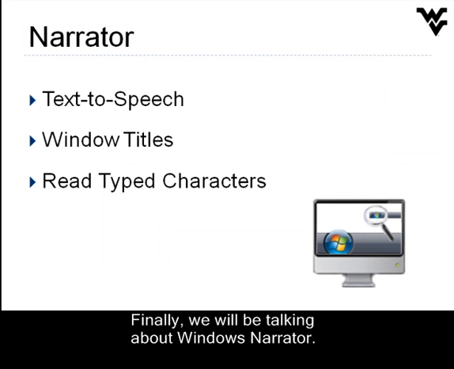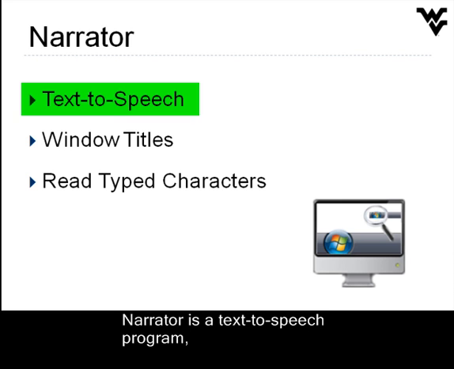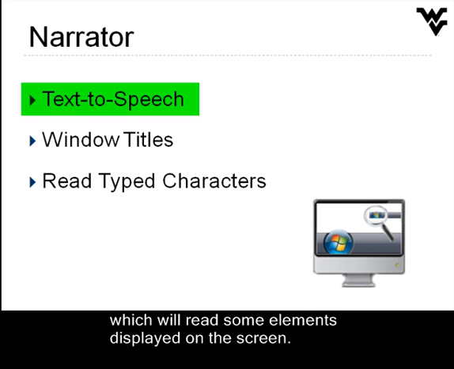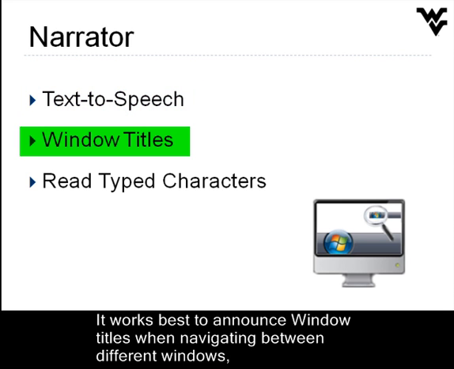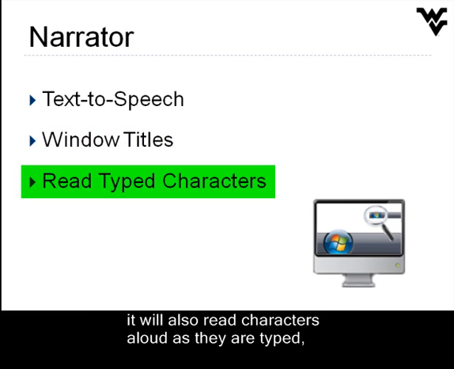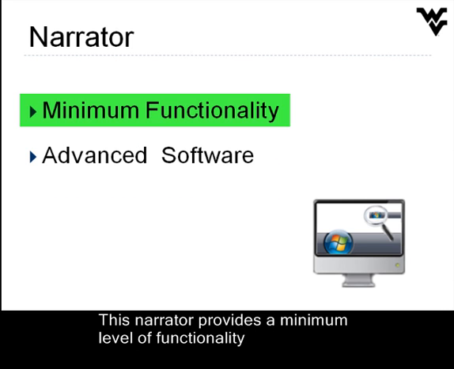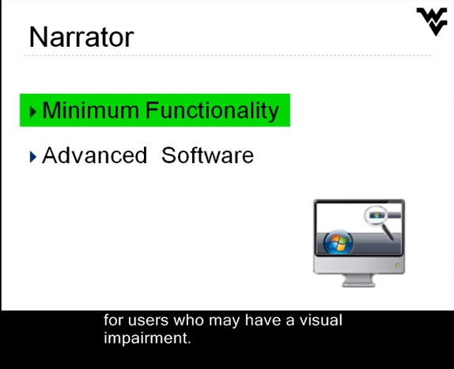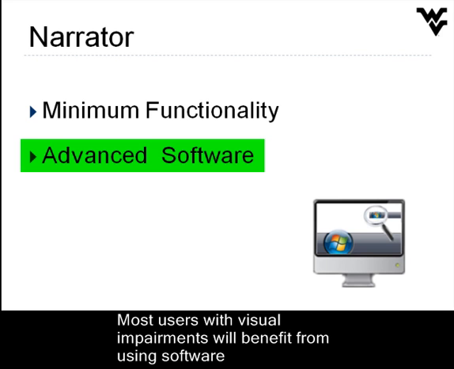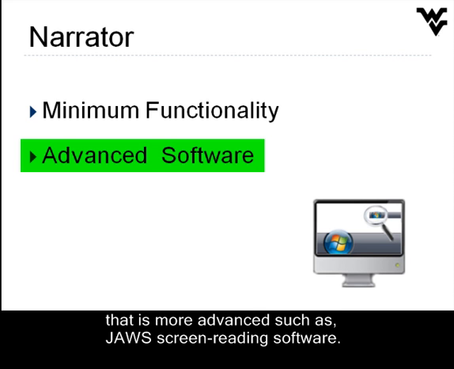Finally, we will be talking about Windows Narrator. Narrator is a text-to-speech program which will read some elements displayed on the screen. It works best to announce window titles when navigating between different windows. It will also read characters aloud as they are typed. This narrator provides a minimum level of functionality for users who may have a visual impairment. Most users with visual impairment will benefit from using software that is more advanced, such as JAWS screen reading software.